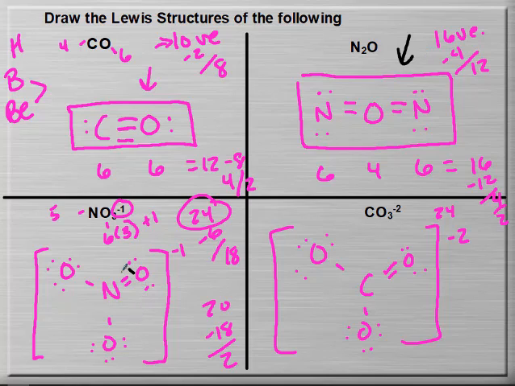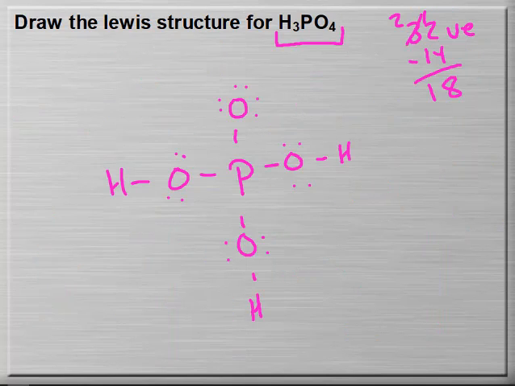But NO3, I didn't have to put the double bond here. I could have put the double bond here. I could have put the double bond over here. So NO3 has resonance. Carbonate, also, I didn't have to put the double bond here. I could have put it in either spot. So the way that the question was worded, I didn't have to show all resonance structures.